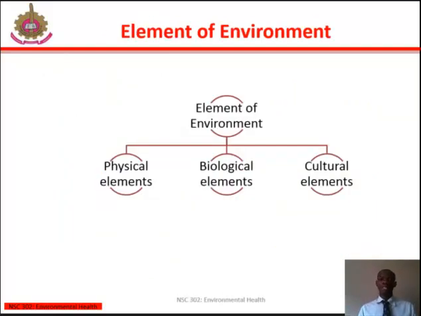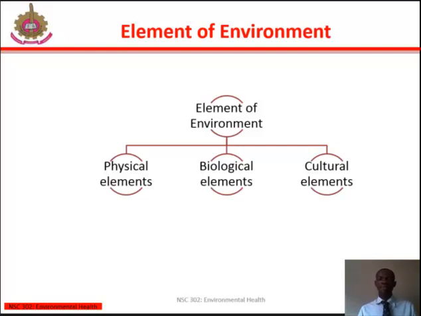Elements of environment. Environment is constituted by the interacting systems of physical, biological, and cultural elements interrelated in various ways, individually as well as collectively. These elements may be explained as follows. Number one, physical element. Physical elements are space, landforms, water bodies, climate, soils, rocks, and minerals.